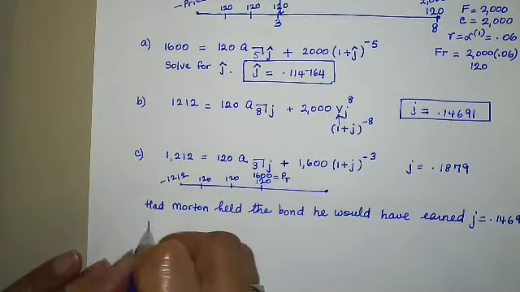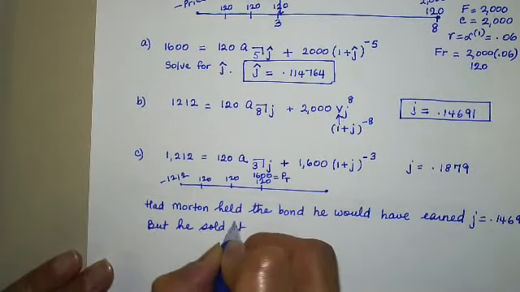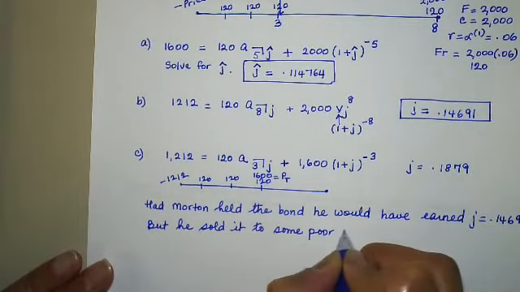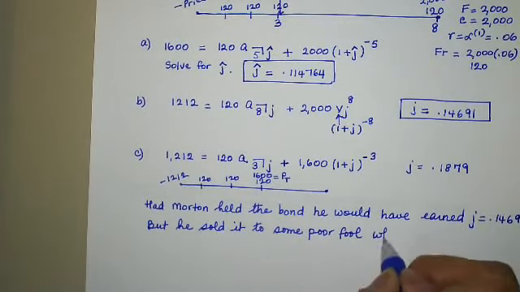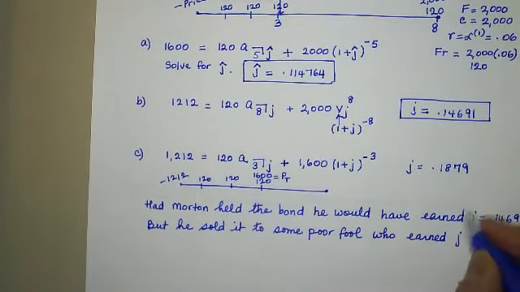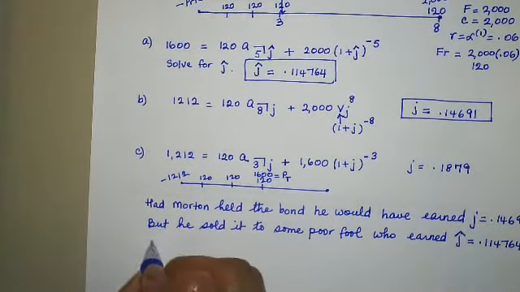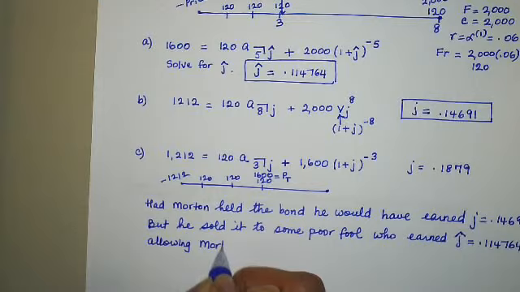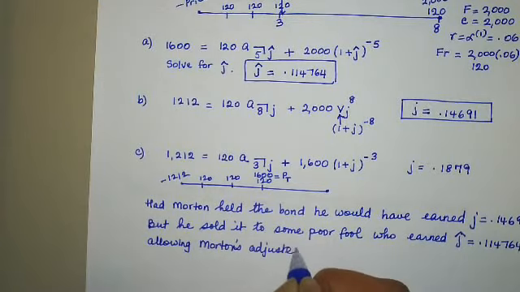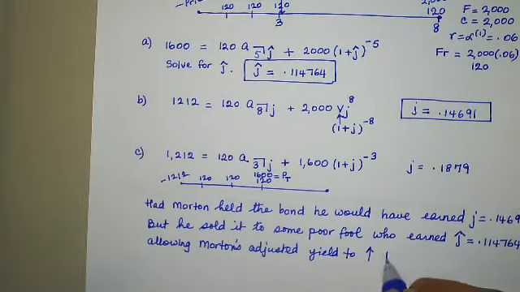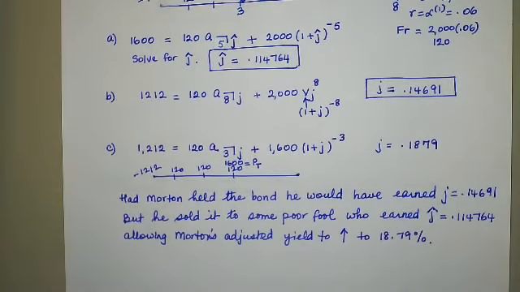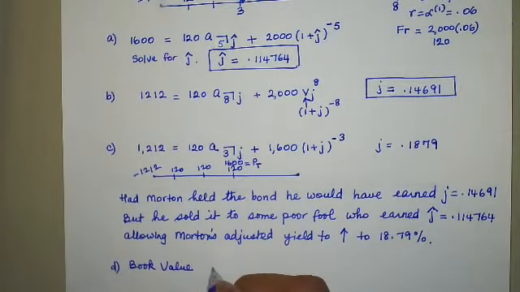So had Morten held the bond, he would have earned J equals 0.14691, but he sold it to some poor fool, right, who earned J equals 0.114764, J hat, allowing Morten's adjusted yield to go up to 18.79%.